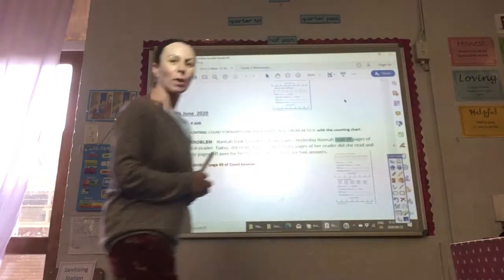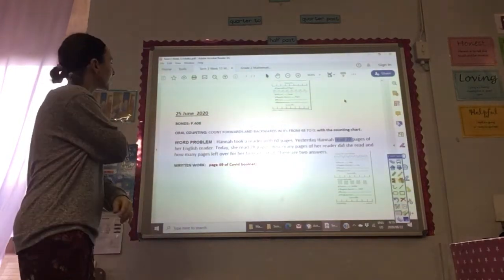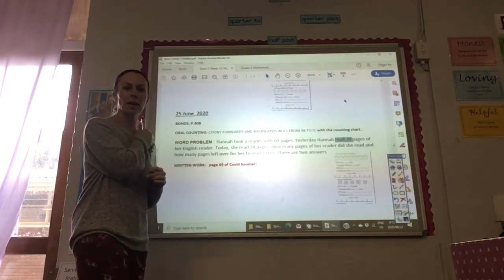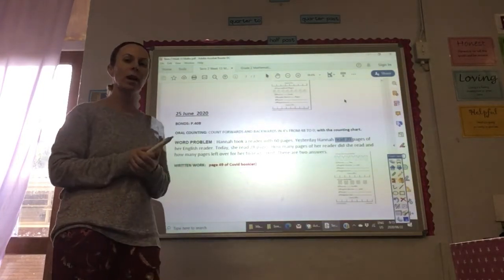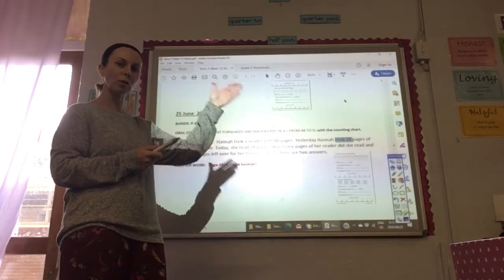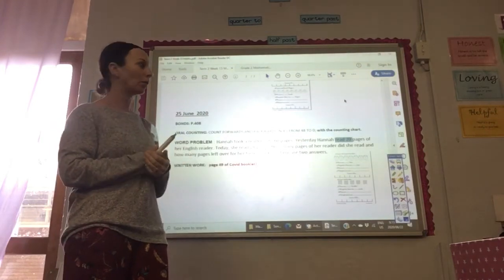Right, let's look at the problem solving. I know there is a bit of a light shining on here, so just follow me. Count forwards and backwards in fours from 48 to 0. So get your counting charts out and your flip files, and I've already highlighted counting in fours. So all you're doing is putting your finger on the 4, counting to 48, and then backwards again in fours.